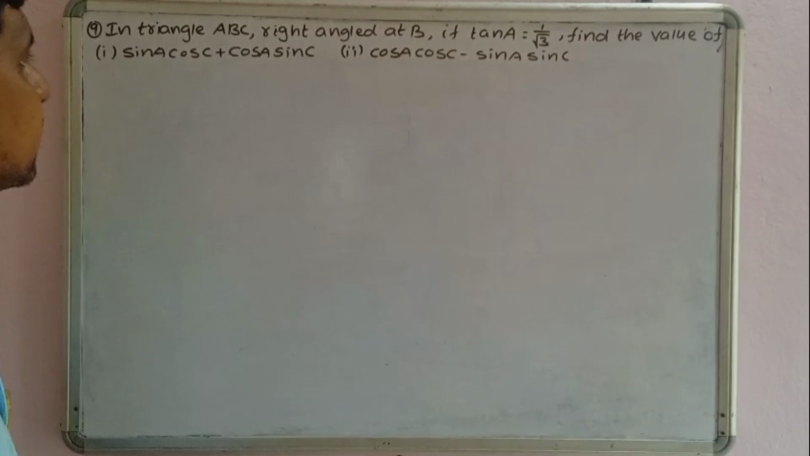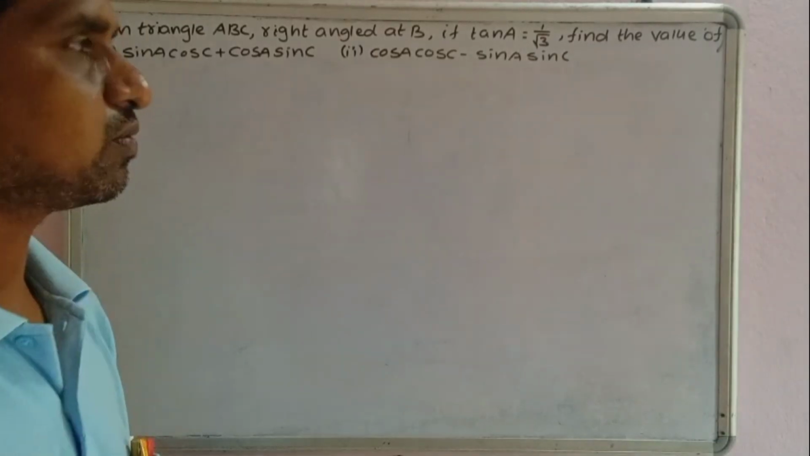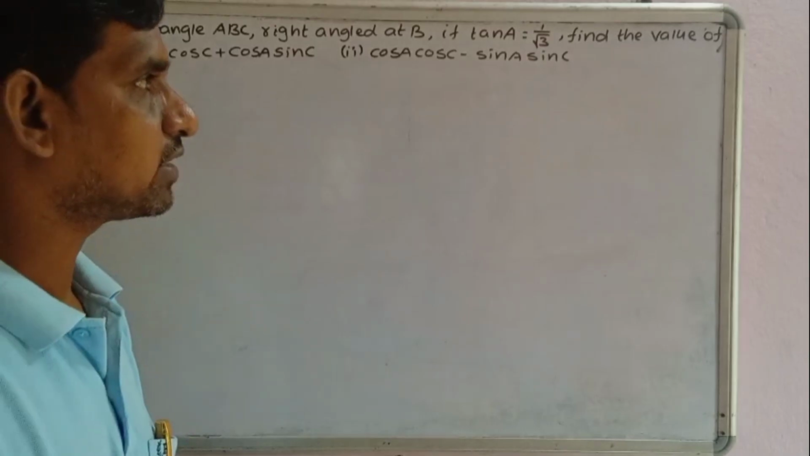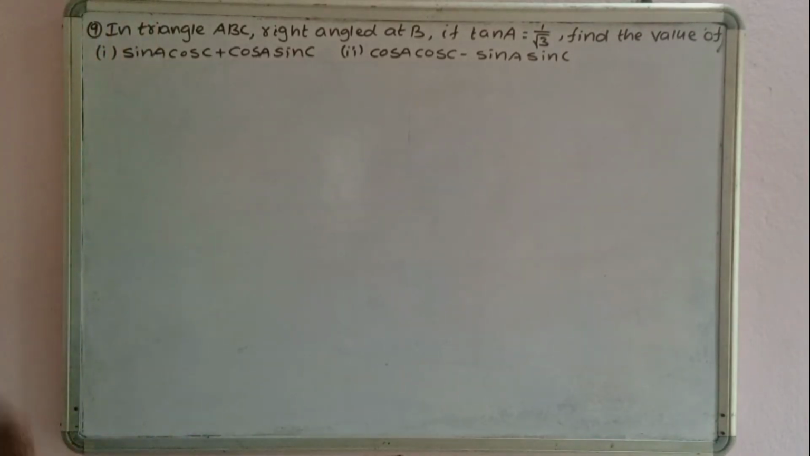Problem 9. In triangle ABC, right angle at B, tan A equals 1 by square root of 3. Find the value of sin A cos C plus cos A sin C, and the second one is cos A cos C minus sin A sin C.